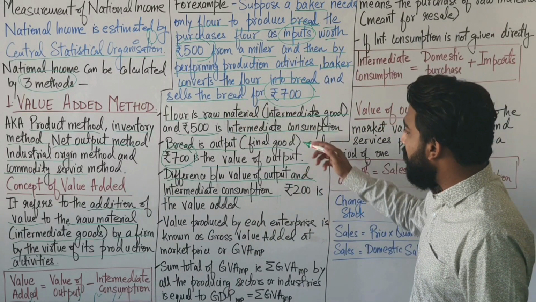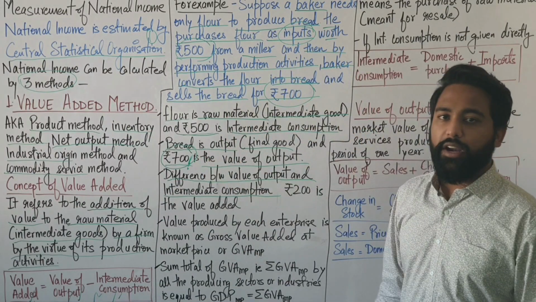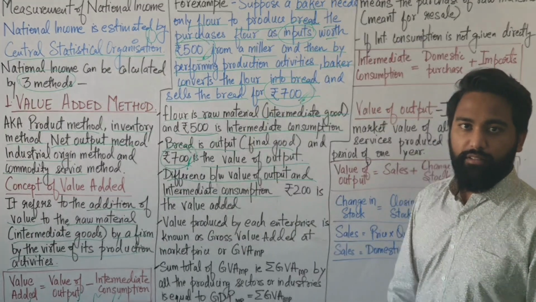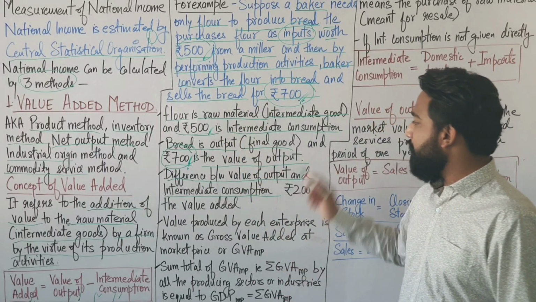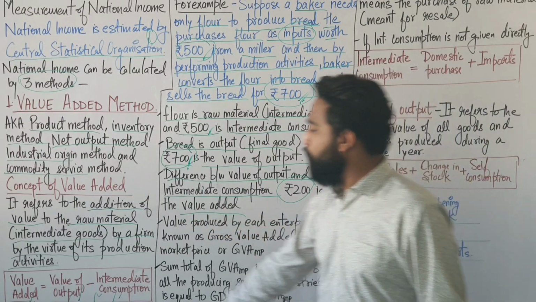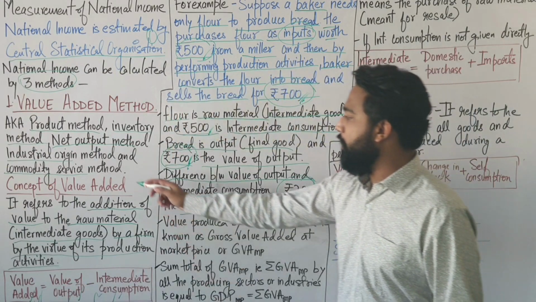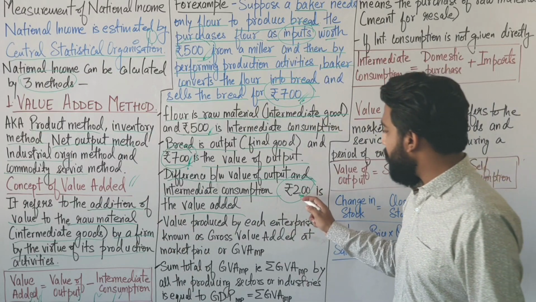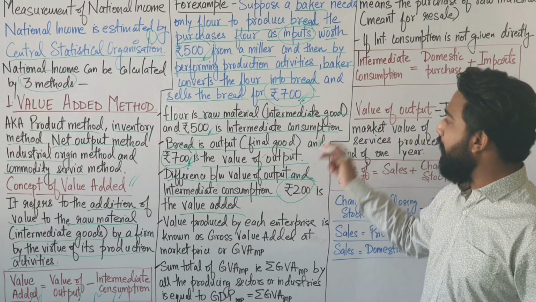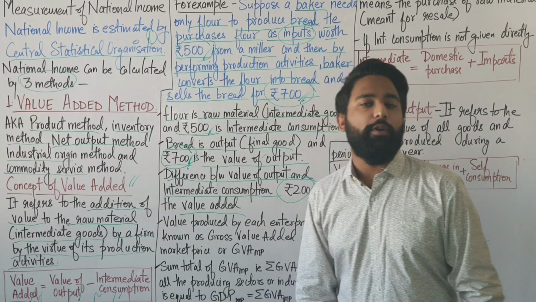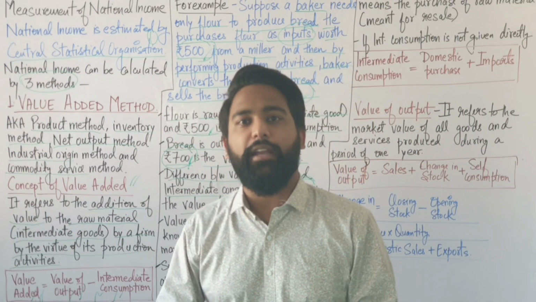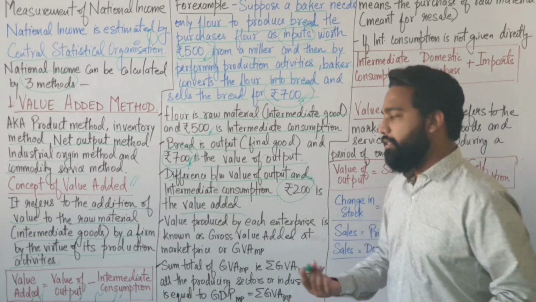Now, the difference between value of output and intermediate consumption, the formula which is written here. The difference between value of output, which is 700, and intermediate consumption, which is 500. Is that clear? The difference is rupees 200. And this rupees 200 will be the value added. This is the concept of value added. This rupees 200, the difference between the final good, the value of output, and intermediate consumption, is the value added. 200 rupees has been added on the flour so that it can be sold in the market for rupees 700.